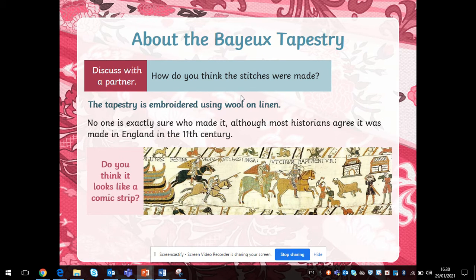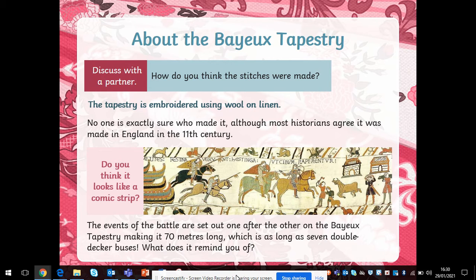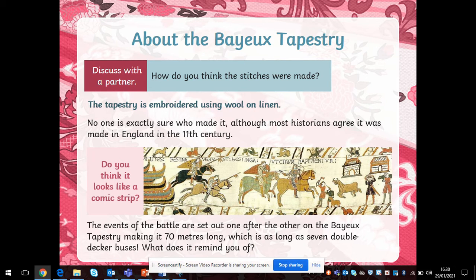So do you think it looks like a comic strip? I do, because it's got all the different sequences and it's got different people. Almost like if you chopped it in pieces, it'd be different frames, wouldn't it? The events are set out one after the other on the Bayeux Tapestry, making it 70 metres long, which is as long as 7 double-decker buses. What does it remind you of?